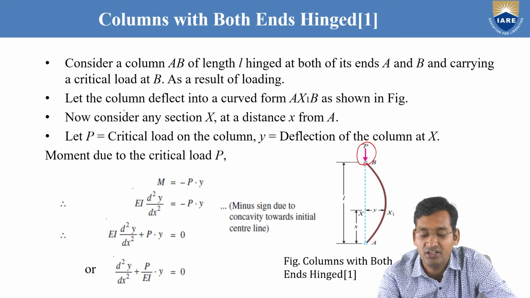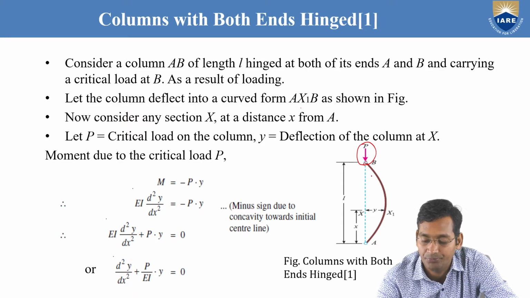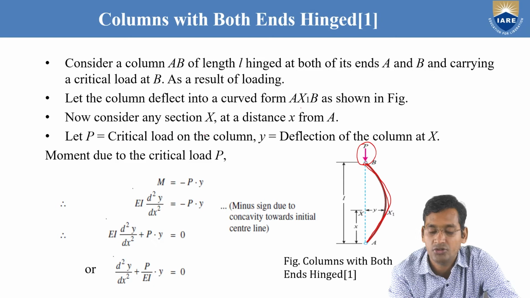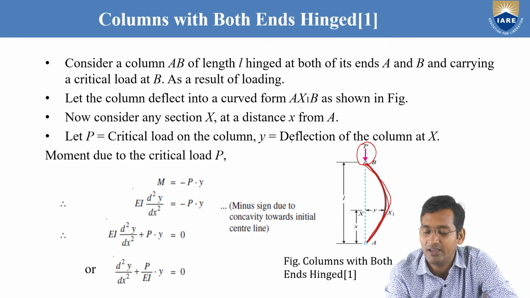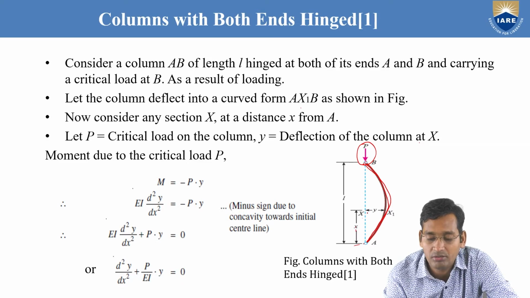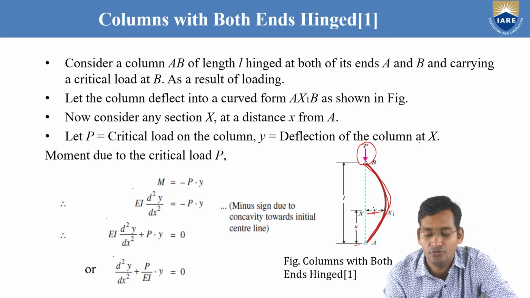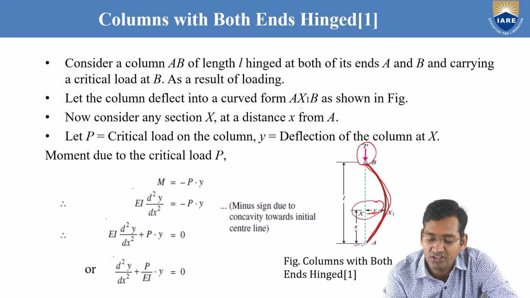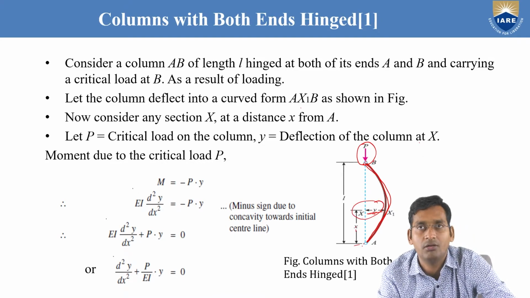Next, the column deflects into a curve AxB, as shown in the figure. So this is bent like this. Now let P equal the critical load on the column, and y the deflection of the column at x. So we can't take from B, because at B the force is acting. So here we are taking from A at a distance x. What is the deflection? That is y. Once we find it for this one, then we will integrate from 0 to L, and we will get the total value.